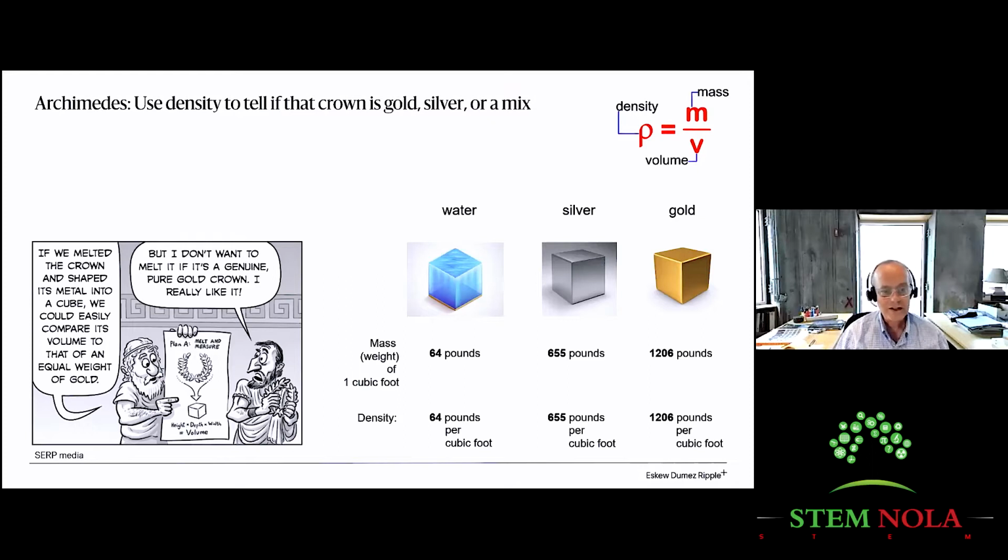And so Archimedes goes, well, simple, let's melt down that crown and we'll measure how much its volume is. We know its density and we know what the density of gold is. And the king goes, no, but I like my crown.